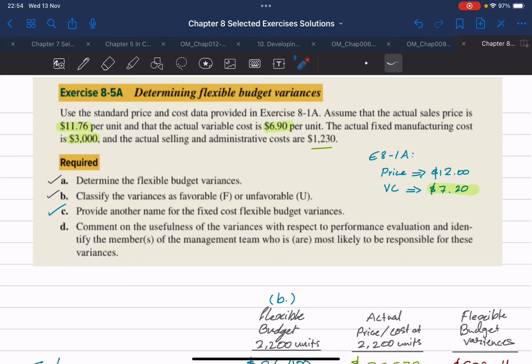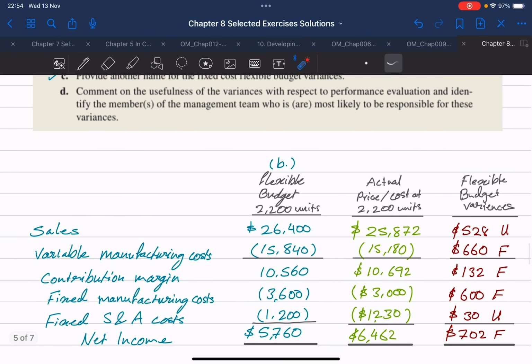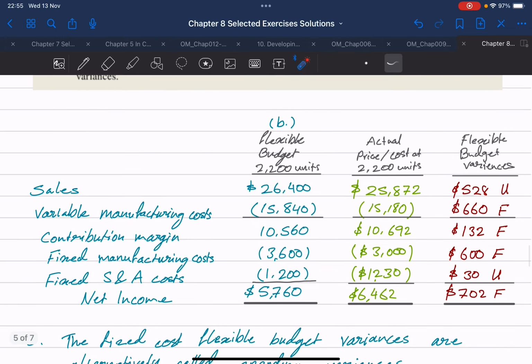Perhaps that was done intentionally. They wanted to lower their selling price to attract more sales, to increase their sales. And as you can see here, that resulted in less sales, which is expected as a dollar amount. But because the variable manufacturing cost also decreased, the company ended up with greater margins. So the contribution margin in the actual scenario is higher than what was budgeted.